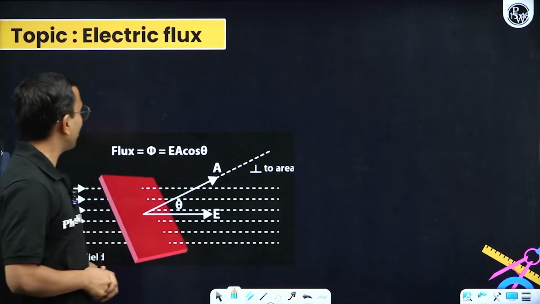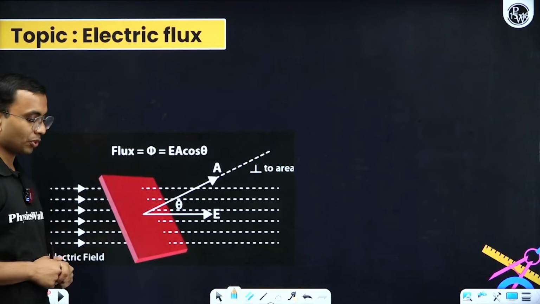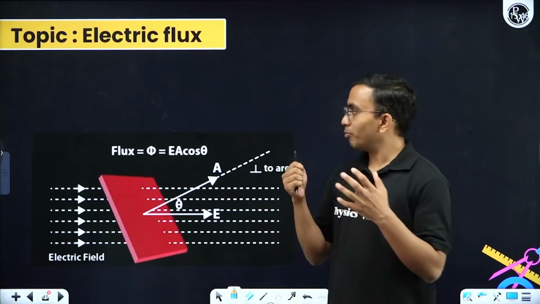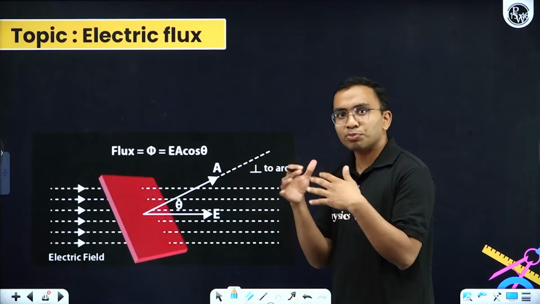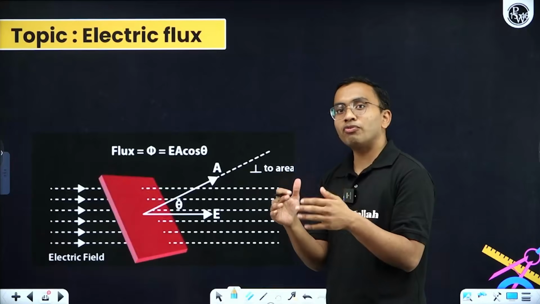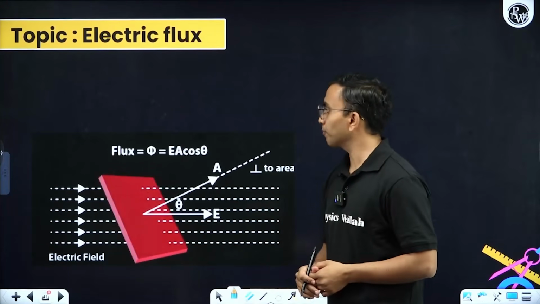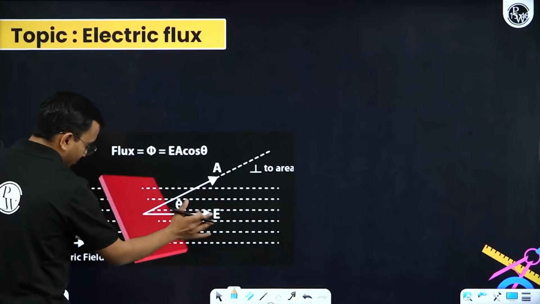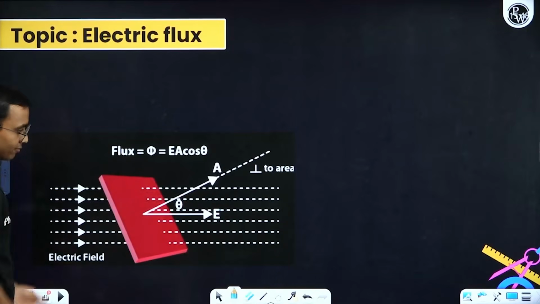So let us discuss electric flux. What basically does flux give us? Electric flux, I will say, is proportional to the number of field lines that are passing through an area. Let us take here, the electric field is in this direction and this is the area.